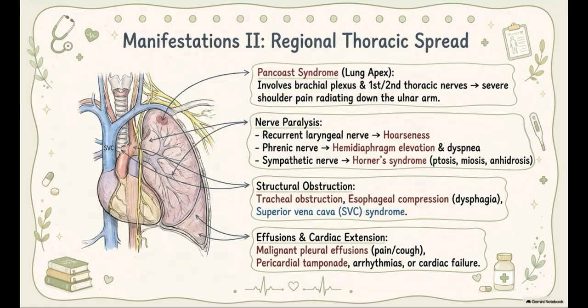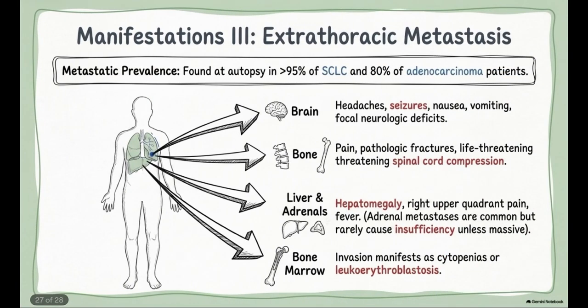This includes blocked windpipes, severe difficulty swallowing from esophageal compression, and blocked blood flow to the heart. Finally, direct cardiac extension can happen. This causes fluid buildup, pressure on the heart, irregular beats, and eventually heart failure. The final stage of this structural failure is metastasis. This is the aggressive, lethal spread of cancer cells.